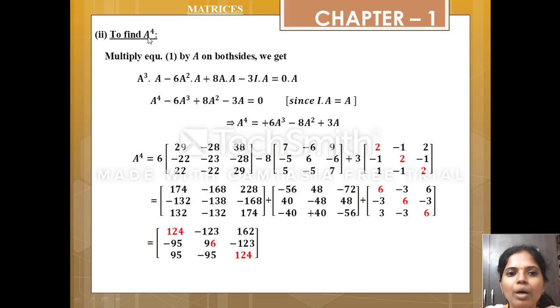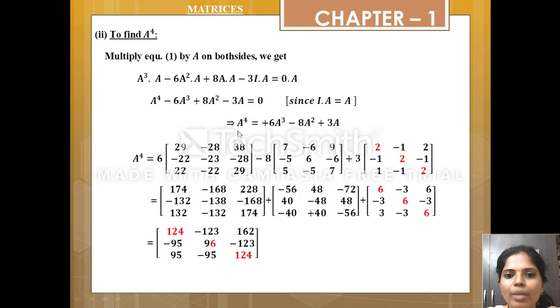But here, we find A power 4. So, how to find A power 4? Just multiply equation 1 by A. This is nothing but the Cayley-Hamilton theorem. So, multiplying equation 1 by A, you get this equation, where A power 4 occurs.